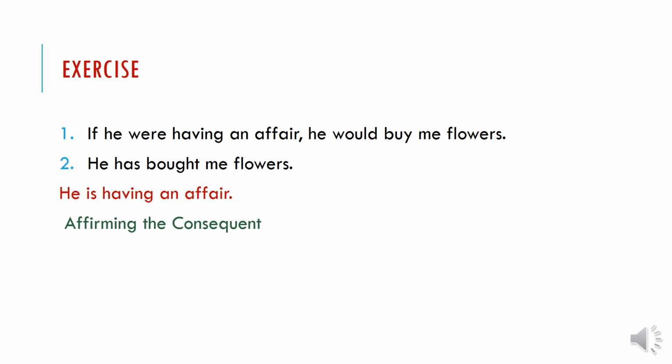For instance, I might think that it's someone's anniversary, and this is why this person has bought the other flowers, and need not infer that one partner is having an affair. We can see here that by affirming the consequent, we're suggesting that this is the only possibility, when in reality, it's not.